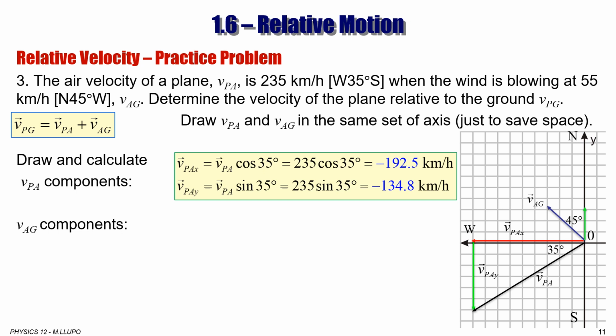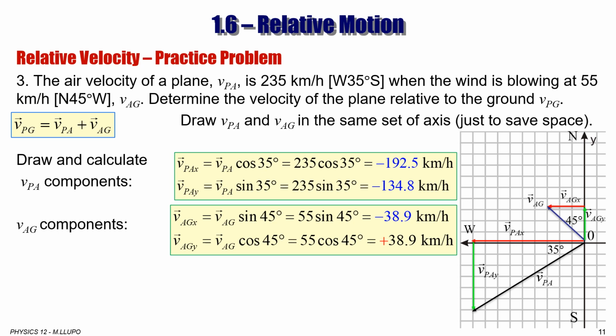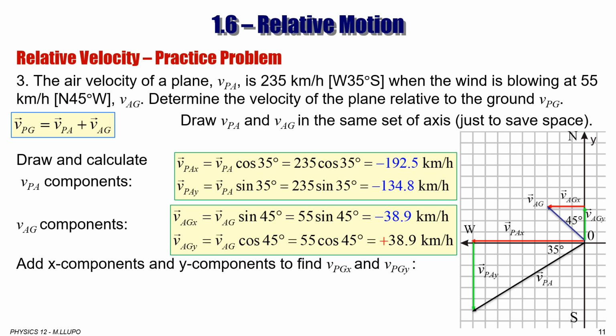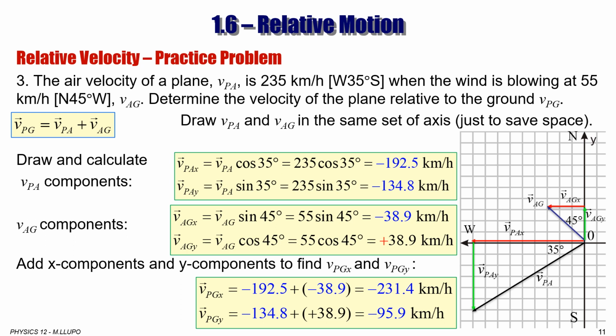Now we do the same thing for VAG. We draw two components, we label them, and we can calculate them. This one is easier because sine 45 is equal to cosine 45, so both components are pretty much the same. So we have negative 38.9, which is the x component. You see that direction is negative, and positive 38.9 because that direction is up, which is positive. So once you have those four components, you can add x components together and y components together. Since x components are both negative, you expect a big number, but negative. And since we have a bigger negative magnitude and a smaller positive, the sum is going to be smaller in magnitude, but still negative. So those are the values.